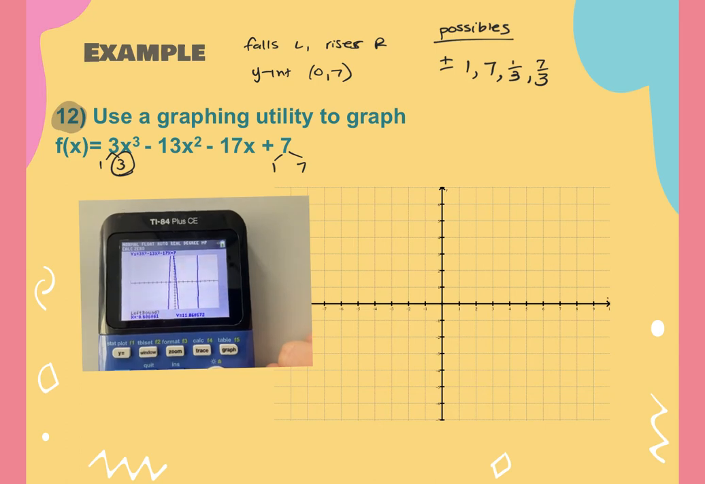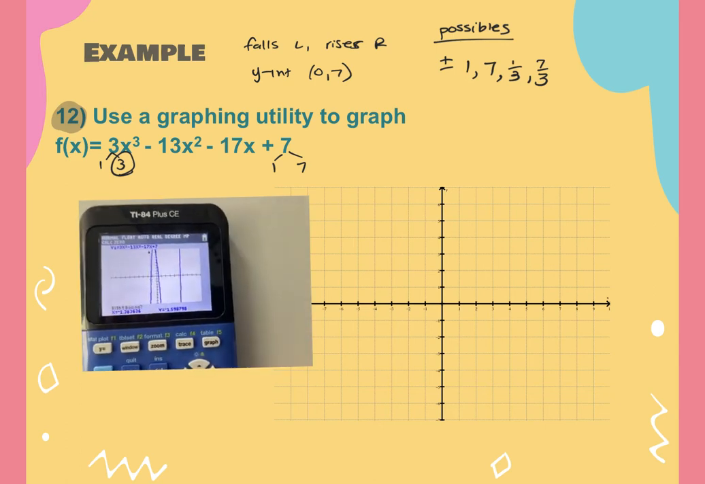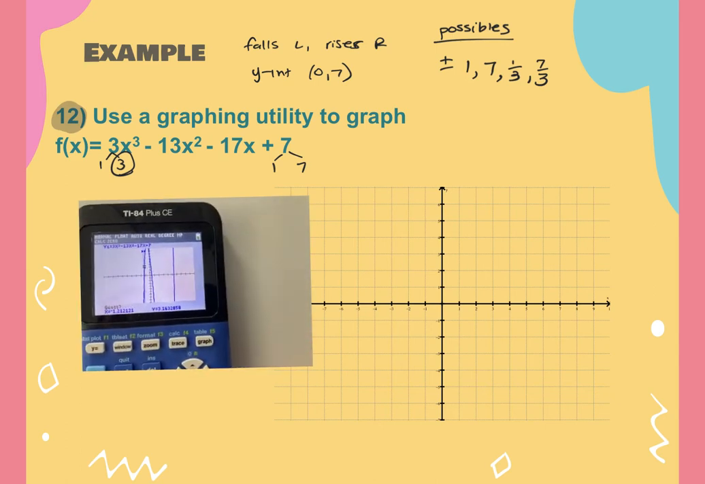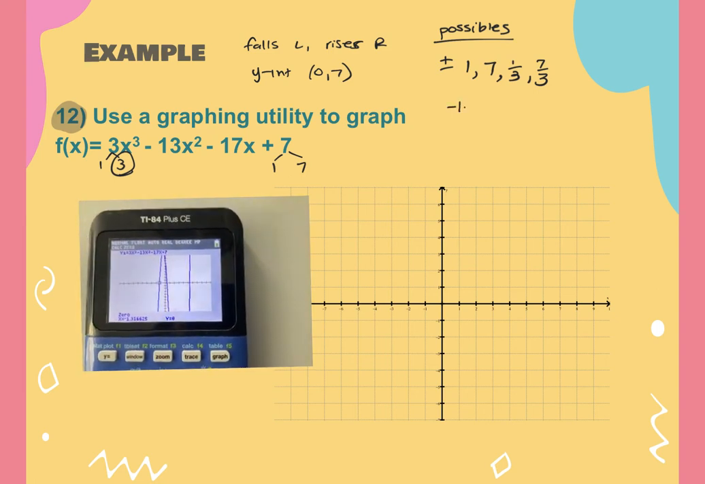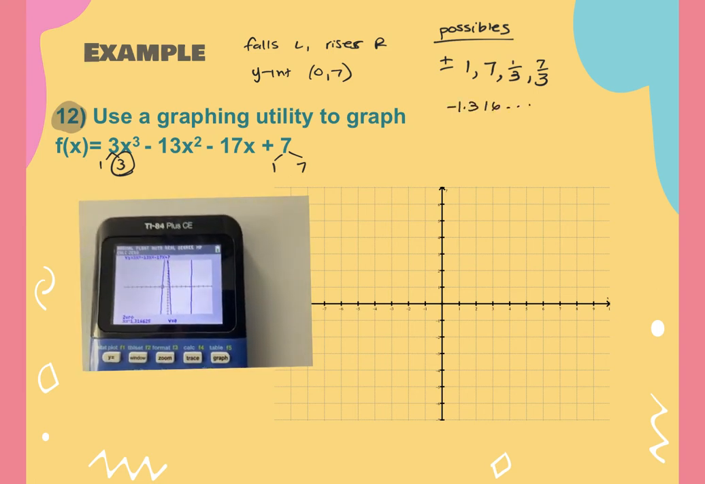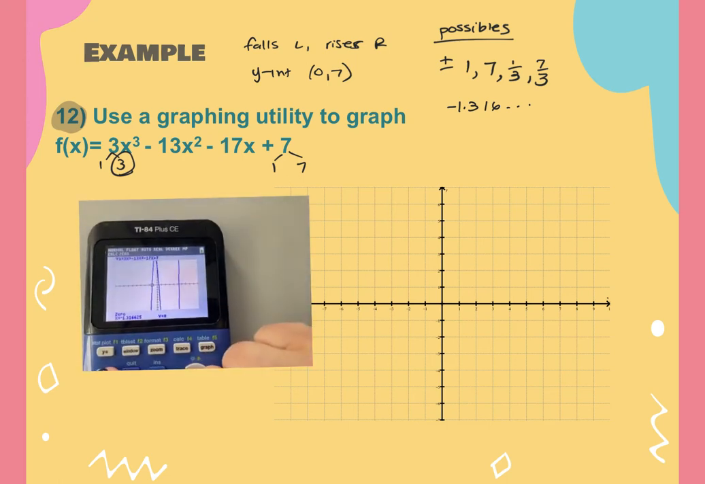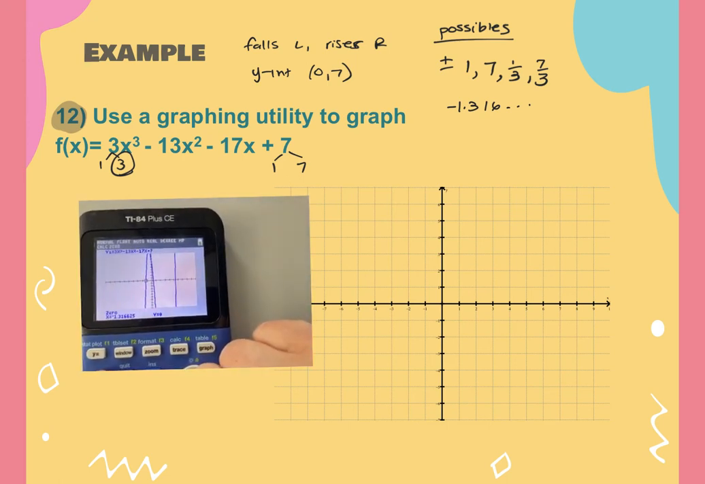I'm going to start with the one on the left. Go left of it. Go right of it. Let it guess. And it's negative 1.316, so on and so forth. You're not even going to round it. You want to find the one that matches your possibles.